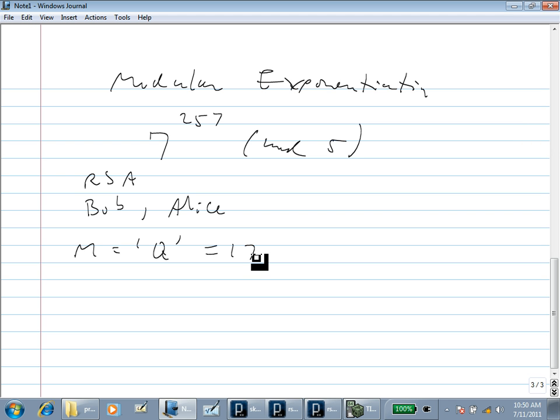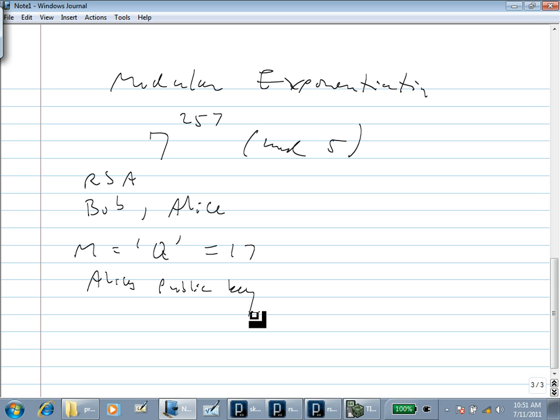Now, Bob's not going to send the number 17 to Alice because that's not encrypted. He has to first convert 17 into another number and send that number to Alice. And Alice somehow knows how to take that number and convert it back into the number 17, how to decrypt it. Well, in order for Bob to do this, Bob needs to know something called Alice's public key.